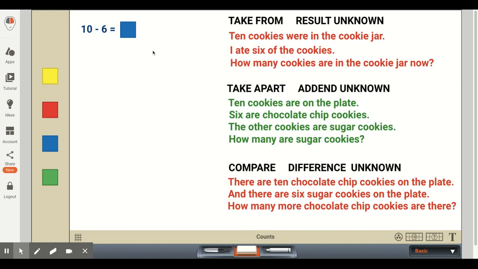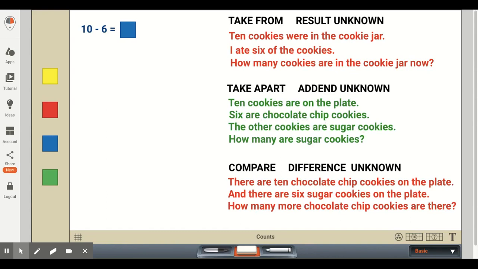Now, a couple of other problem types that this equation could represent. The first is the part-part-whole, add-in unknown. In this problem, 10 cookies are on the plate. 6 are chocolate chip cookies. The other cookies are sugar cookies. How many are sugar cookies? Some of our first graders might see this as an addition problem. We have the total of 10 cookies, and then our two add-ins would be the 6 chocolate chip cookies, and the other add-in would be these sugar cookies that we don't know how many there are.